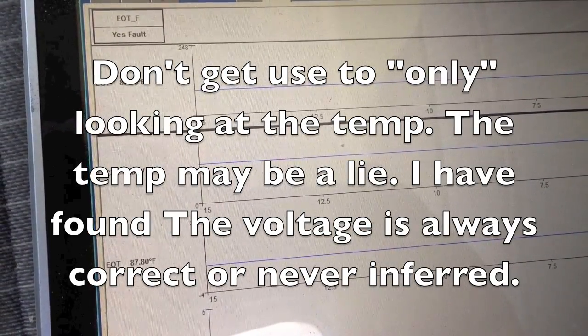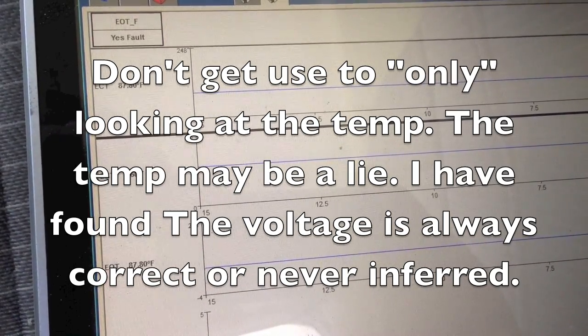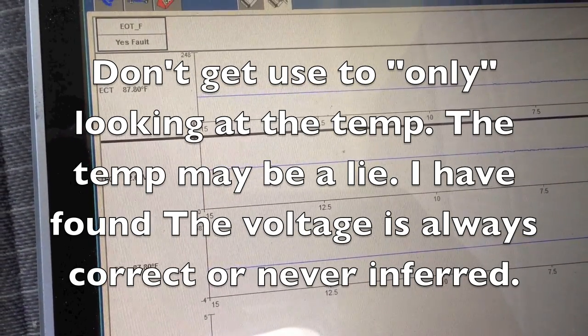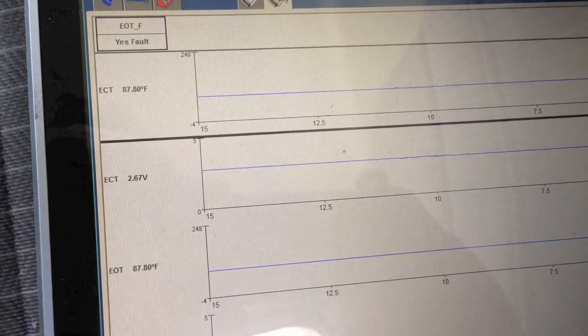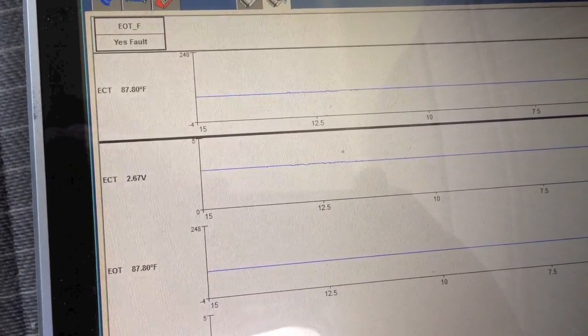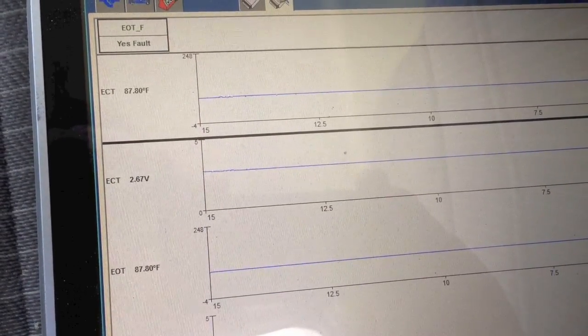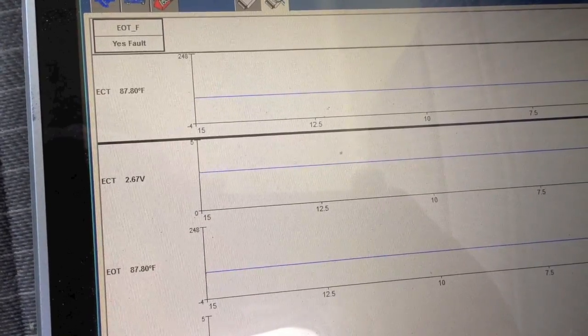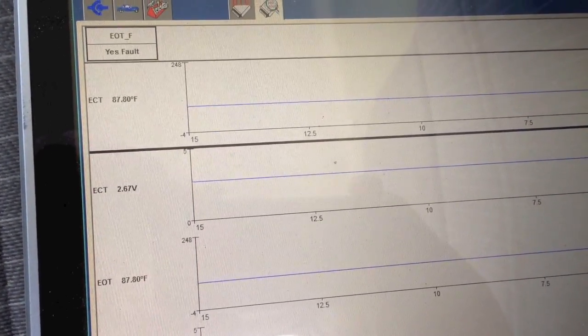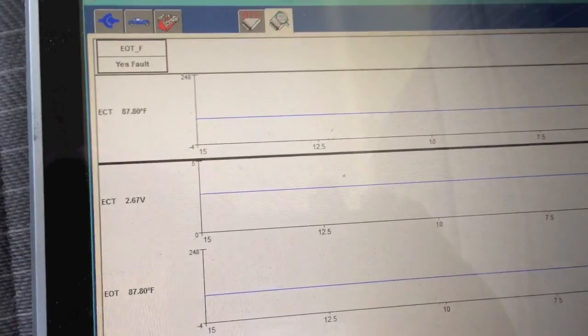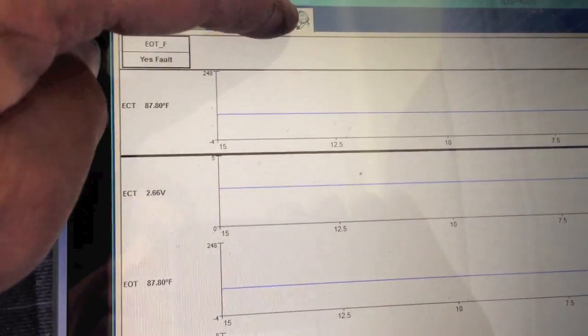It's not really real. The way to catch these is by looking at the voltage, because it won't fake the voltage, but it will fake the temperature input. So if you're just using a basic scanner, it's not going to show up. The best way to show this is this truck, which does have a code. Let me go ahead and show you that.